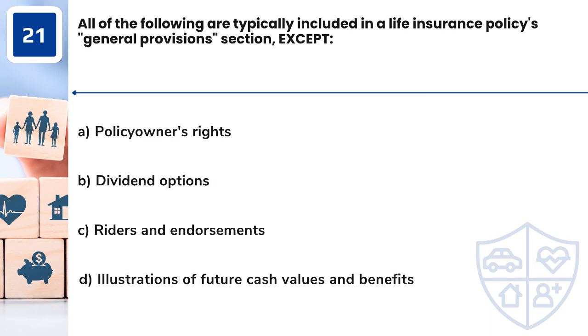Question 21. All of the following are typically included in a life insurance policy's general provisions section, except A. Policy owner's rights. B. Dividend options. C. Riders and endorsements. D. Illustrations of future cash values and benefits.